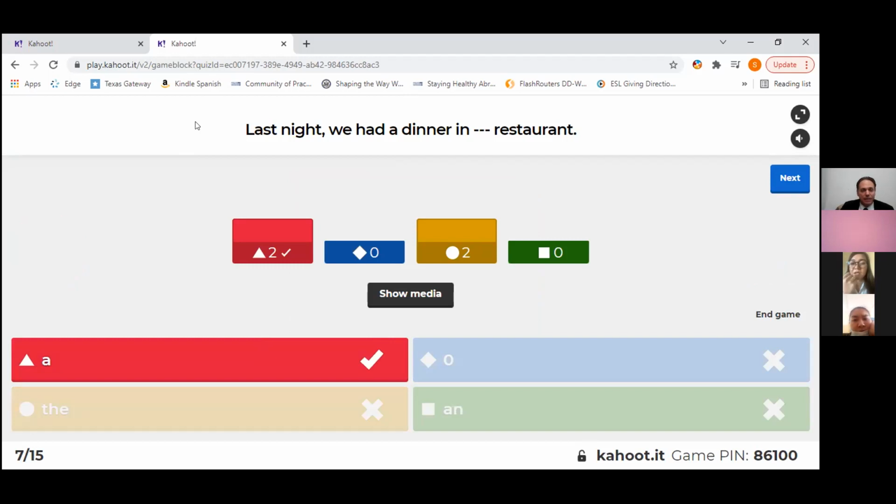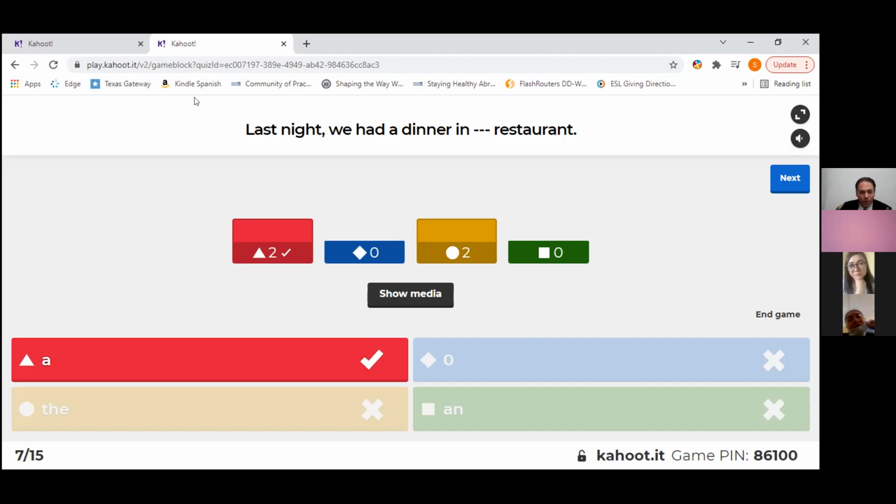If we said last night we had dinner at, let's say, an American restaurant, then it could be a specific one. If there's only one, it could be the American restaurant because there might only be one in the neighborhood. But we didn't specify, and since we didn't specify, it would be a restaurant. Now, if you know exactly which restaurant you're talking about, you could say the restaurant. If you live in a very small town and there's only one restaurant, that could work. You could say the restaurant.